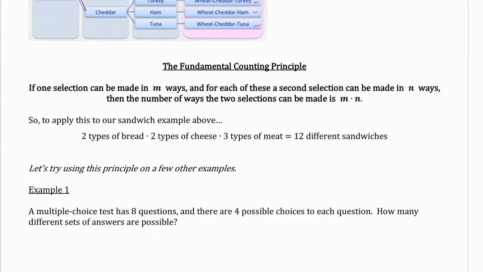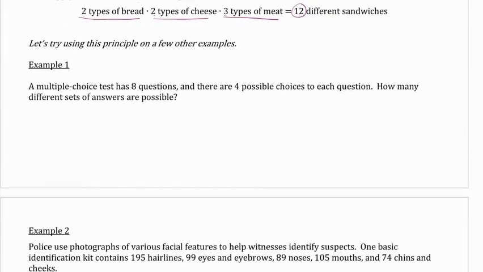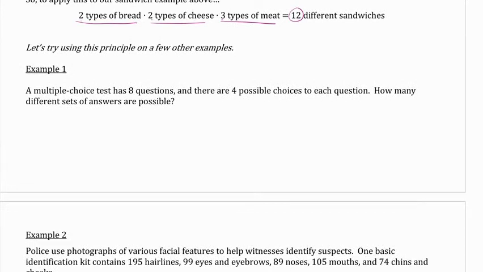and that gives you the total outcome. So for our tree diagram we just did, we had 2 types of bread, and then we had 2 types of cheese, and then we had 3 types of meat. So if I multiply 2 times 2 times 3, I get 12 different sandwiches. Okay, so that's our fundamental counting principle to figure out how many different ways you can do something. First way we look at it. All right, so let's try a few examples with this.